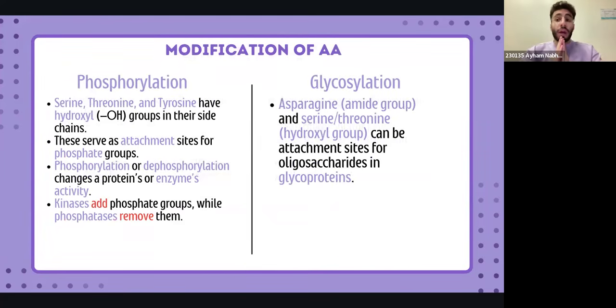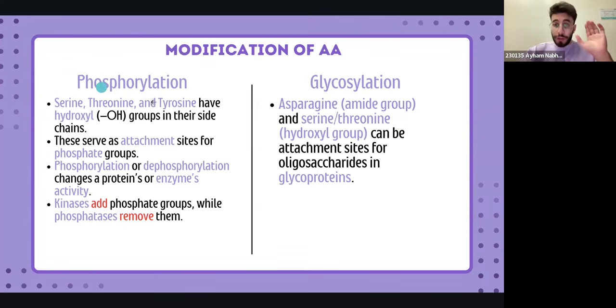Next, we move on to the modifications of the amino acids. What do we have as a post-translational modification of an amino acid? We do have two modifications actually: the phosphorylation and the glycosylation. Let's start with the phosphorylation. Just to know that phosphorylation and dephosphorylation is very, very important for the enzyme's activity that is needed for our human body functions. Okay.